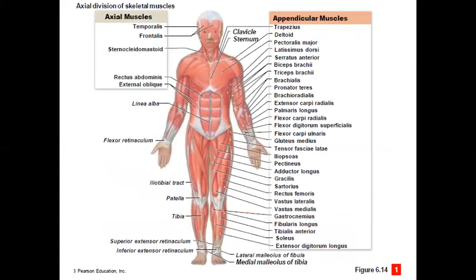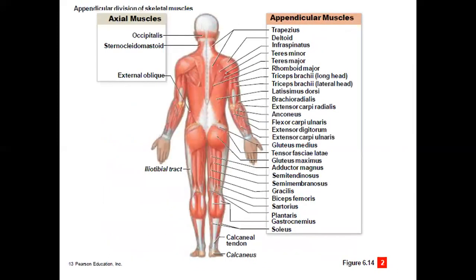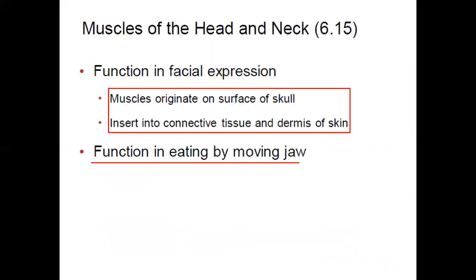So the next two slides I'm going to skip past because these are just overview slides. We're going to focus on larger figures like in the muscles of the head and the neck. Some muscles are involved in facial expression, so think about smiling or frowning. Some muscles are involved in chewing and eating, right, by moving the jaw.